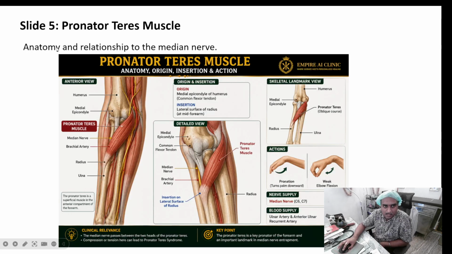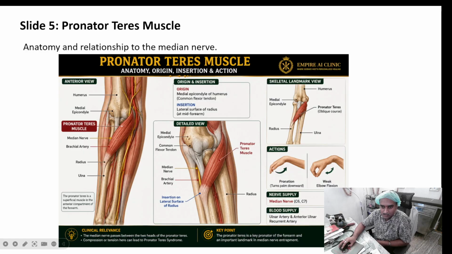Pronator teres muscle: anatomy and relationship to the median nerve. So you can see the anterior humerus, medial condyle, and the pronator teres muscle. Here it is, the pronator teres muscle. The median nerve, brachial artery, radius, and ulna are shown here. Origin: medial epicondyle of the humerus. Insertion: lateral surface of the radius. So this is the skeletal landmark.